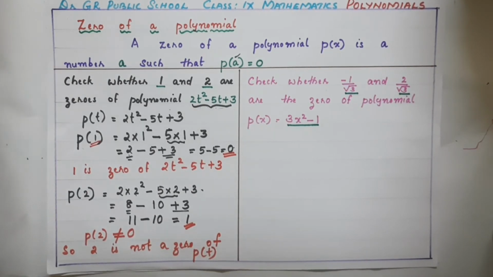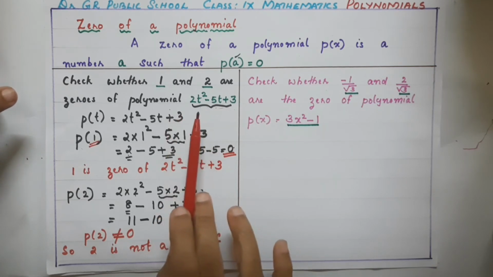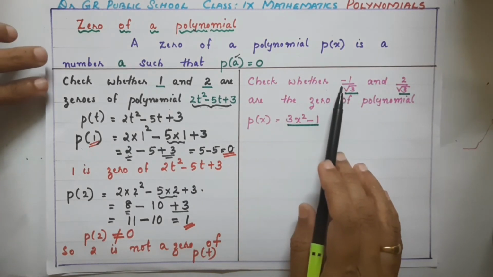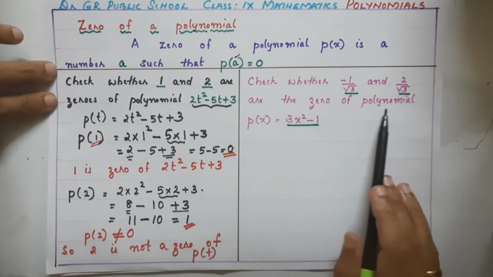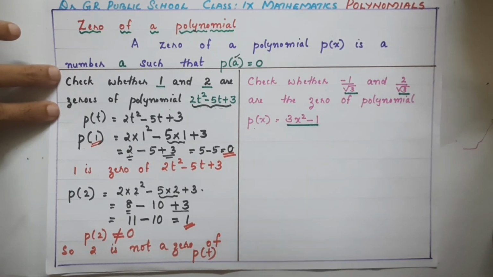So did you get the method? How can we verify whether a number is a zero of a polynomial? We have to substitute that given value in the polynomial. If the polynomial value is 0, then it is a zero. If it is not 0, the given number is not a zero. Okay, children. Now let us verify one more question. Check whether minus 1 by root 3 and 2 by root 3 are the zeros of polynomial P(x) equal to 3x square minus 1.